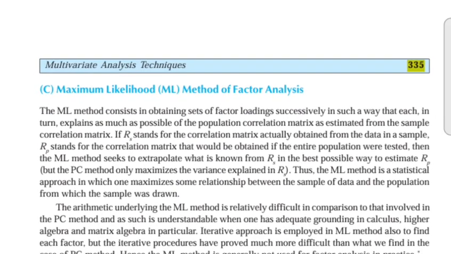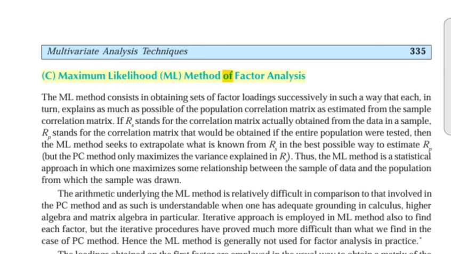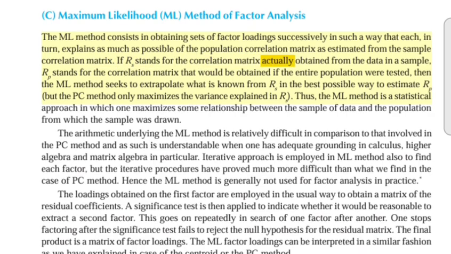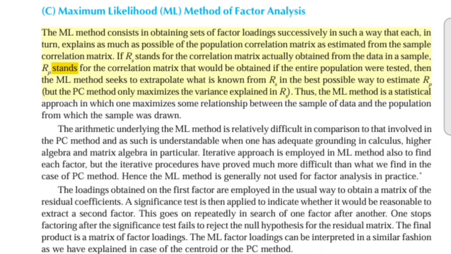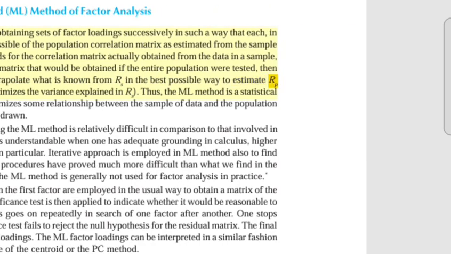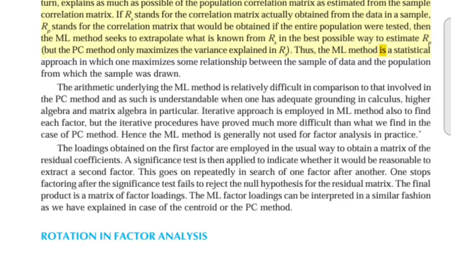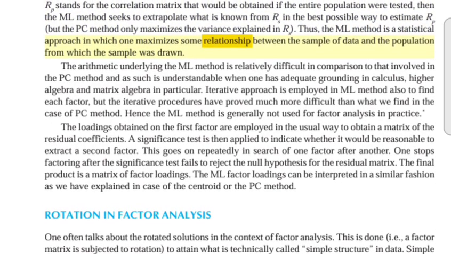Maximum likelihood (ML) method of factor analysis. The ML method consists in obtaining sets of factor loadings successively in such a way that each, in turn, explains as much as possible of the population correlation matrix as estimated from the sample correlation matrix. If Rs stands for the correlation matrix actually obtained from the data in a sample, Rp stands for the correlation matrix that would be obtained if the entire population were tested, then the ML method seeks to extrapolate what is known from Rs in the best possible way to estimate Rp, but the PC method only maximizes the variance explained in Rs. Thus, the ML method is a statistical approach in which one maximizes some relationship between the sample of data and the population from which the sample was drawn.